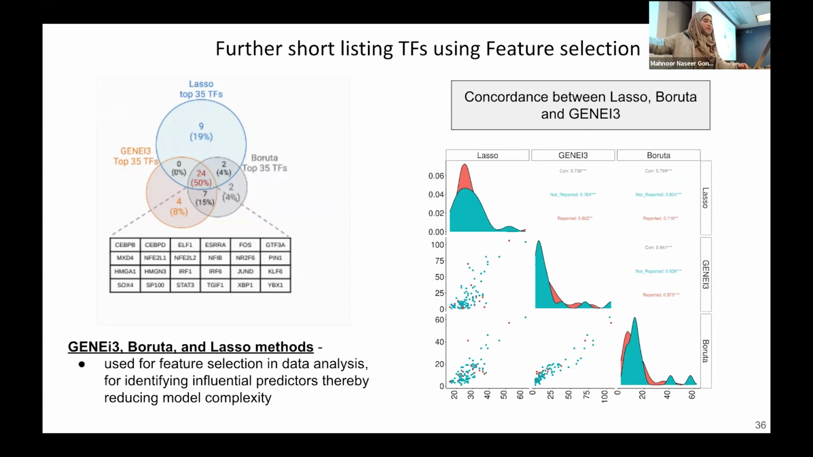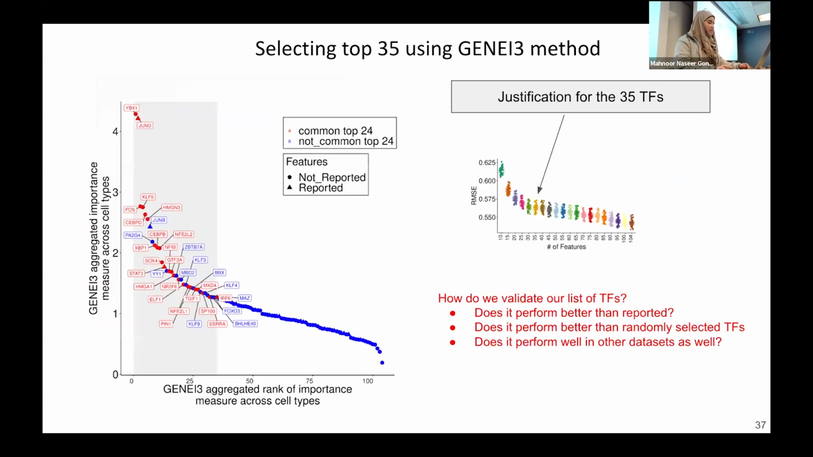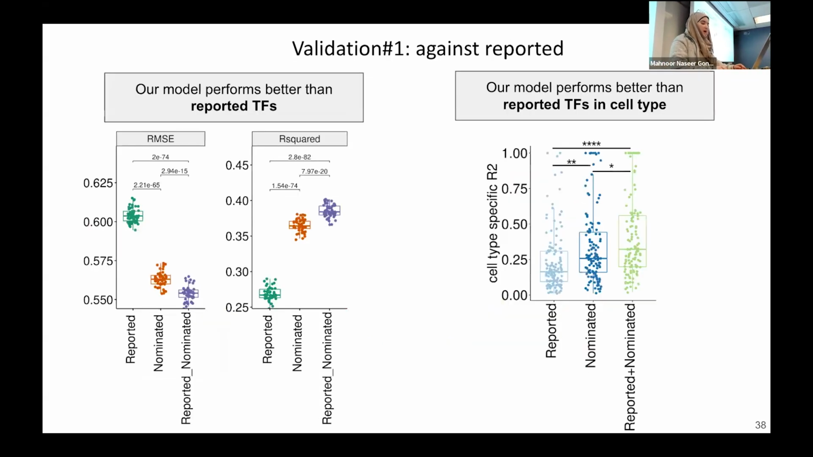The other thing that we did was just to make sure, this is one thing that I explained already, but we used GENIE3, Lasso, and Boruta to validate this. This is how we justify the 35 transcription factors we use in the RMSE score. This is where it plateaued, and we said that this might be the best number of transcription factors to include.